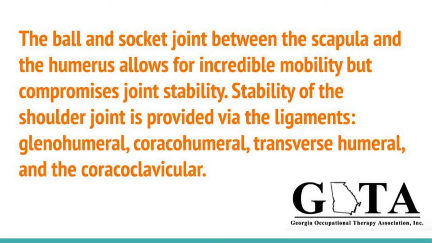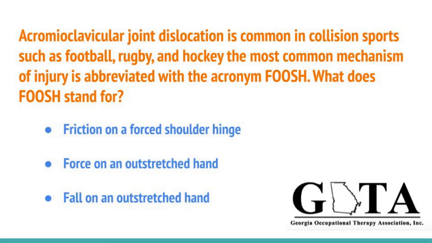The ball and socket joint between the scapula and the humerus allows for incredible mobility but compromises joint stability. Stability of the shoulder joint is provided via the ligaments: glenohumeral, coracohumeral, transverse humeral, and coracoclavicular. Acromioclavicular joint dislocation is common in collision sports such as football, rugby, and hockey.